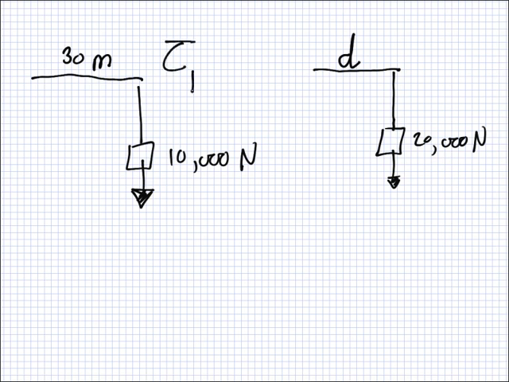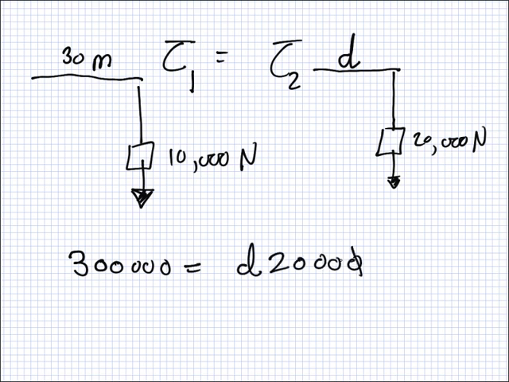So I'll call this distance here d, and the trick here is the turning force in this situation, which represents the maximum turning force, has to equal the turning force in this situation, which represents the maximum as well. So in this situation, the maximum turning force is 300,000. That's equal to d times 20,000. d is 15 meters. Well, that seems obvious, doesn't it? If you double the maximum weight, then to balance the system, you'll have to halve the lever length.